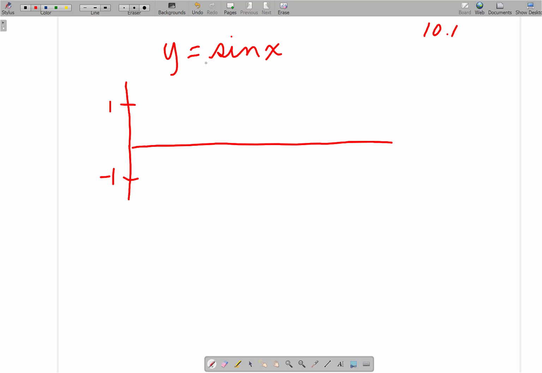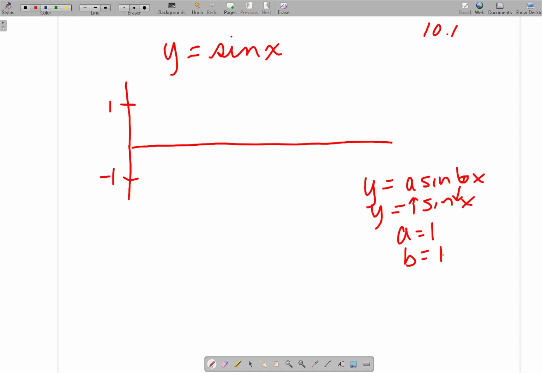Before we set up our graph, look at your y equals sine of x. Equations are usually of the form y equals a sine bx. If ours is y equals the sine of x, we can tell there isn't anything in front of the sine, so it is understood to be a 1. There isn't anything in front of the x, so b is also understood to be a 1.